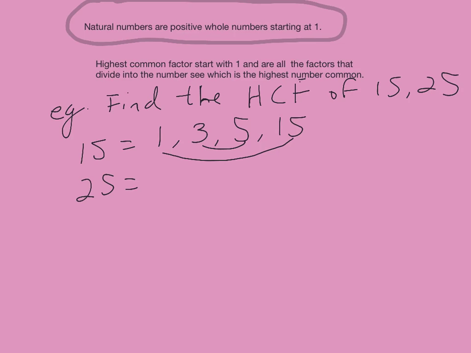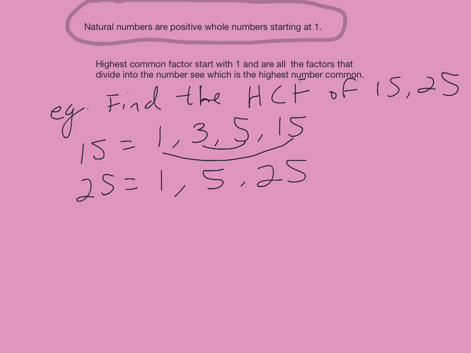So the numbers that divide into 25 are 1 is the first one, then 5, and then 25. So that's it. 1 by 25 gives you 25, and 5 by 5 gives you 25. So you don't repeat 5 again.